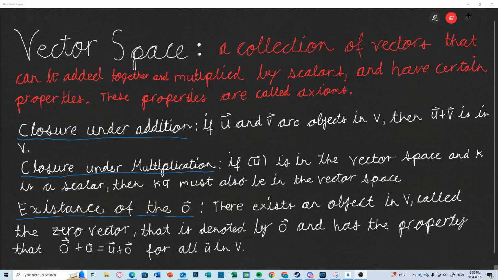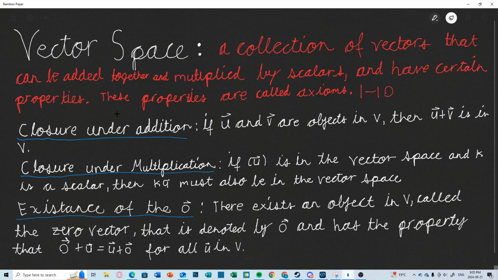Alright, today we're going to be going over vector spaces and how to calculate if something is in a vector space. So to start, we're going to go over what a vector space is. A vector space is a collection of vectors that can be added together and multiplied by scalars and have certain properties. And these properties are called axioms. And we're going to go over them today, but we have axioms 1 through 10.